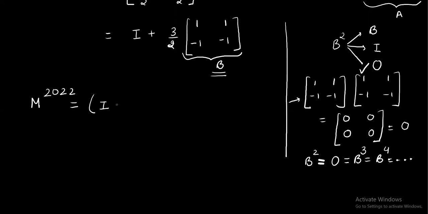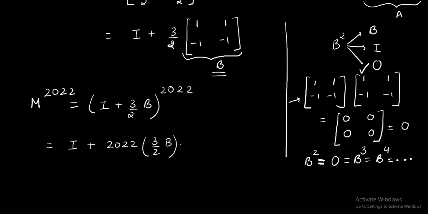M power 2022 means I can write it as I plus 3 by 2 B whole power 2022. Expanding it, you will get the first term as I. The second one is going to be 2022 multiplied by 3 by 2 into matrix B. The third term is going to be 2022 multiplied by 2021 whole divided by 2 factorial into 3 by 2 matrix B square, and so on, meaning higher powers of matrix B.